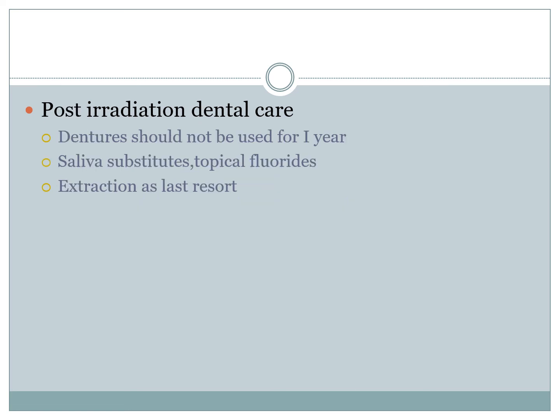After the radiation therapy, the main thing is that dentures should not be used for around 1 year. There will be high chances of xerostomia, so we give topical fluoride. There will be chances of caries, so we give fluoride therapy and salivary substitutes. Also, there may be extraction therapy too. These are the main basic things we go for in osteoradionecrosis.